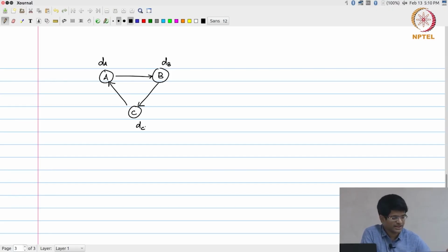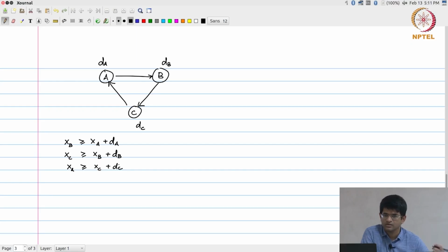Before going forward, let me just write down what the constraints would be right now. What would this correspond to? I need to have xb greater than or equal to xa plus dA, xc must be greater than or equal to xb plus dB, and xa must be greater than or equal to xc plus dC. So, I have these three constraints that need to be satisfied.